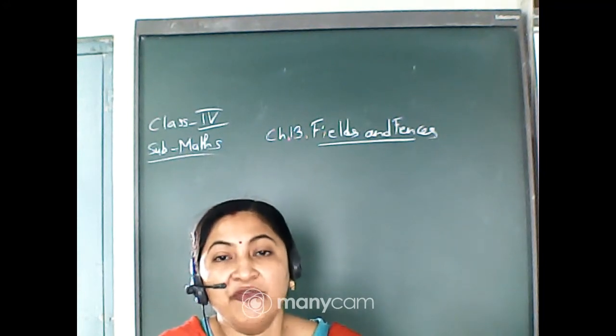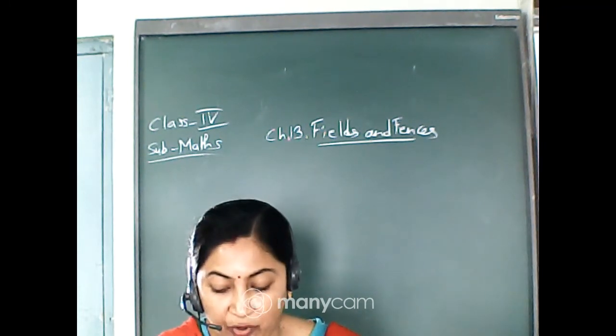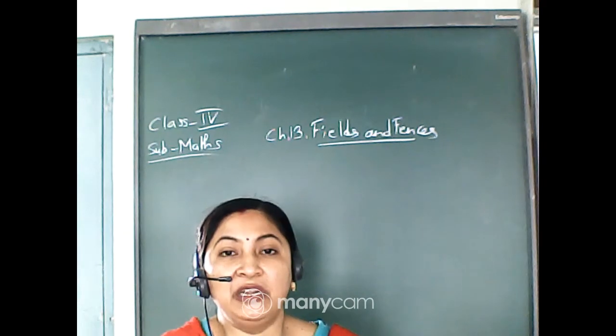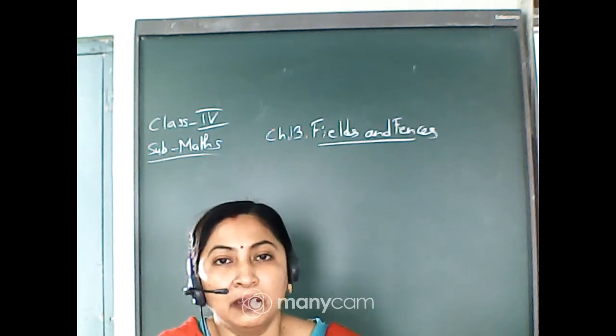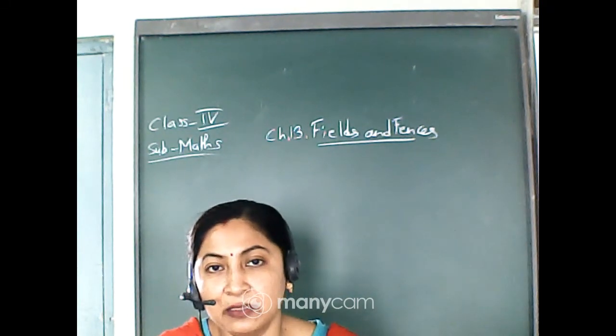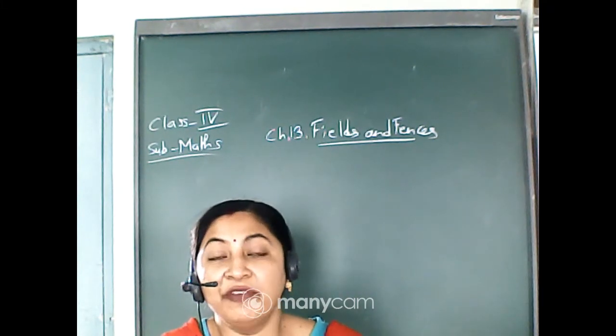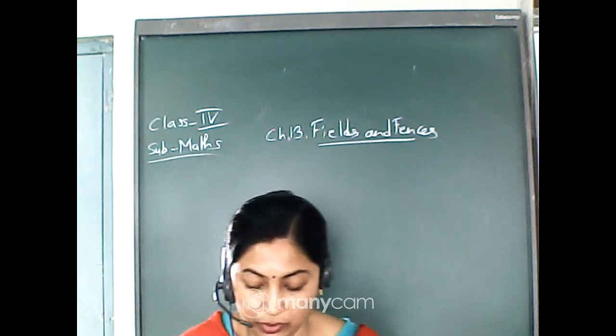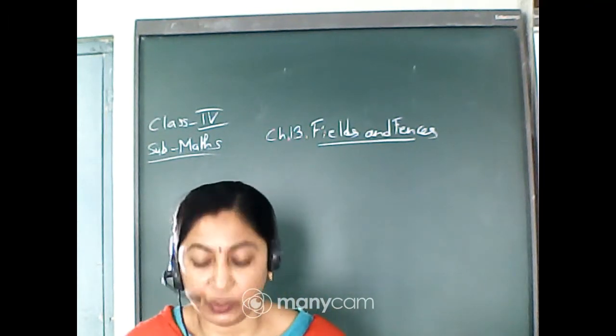Number 13, fields and fences. Now in this chapter, fields and fences, we will deal with the area and perimeter. Area and perimeter of different rectangles or squares or different figures. Okay, so let us study this one.